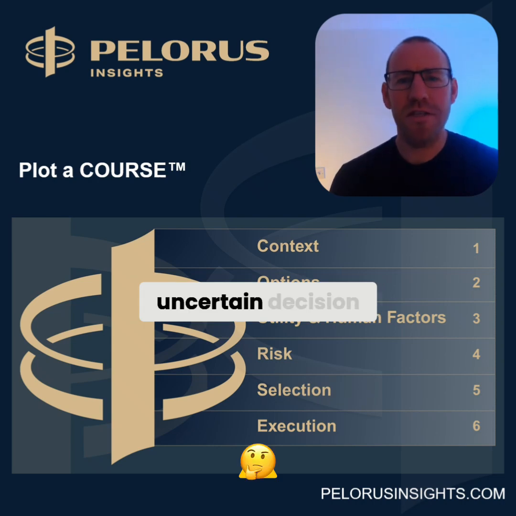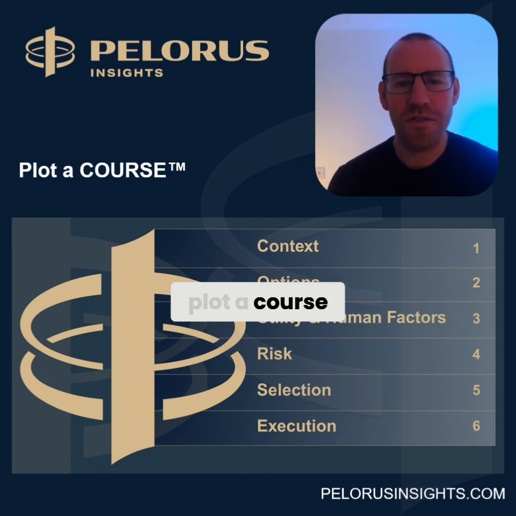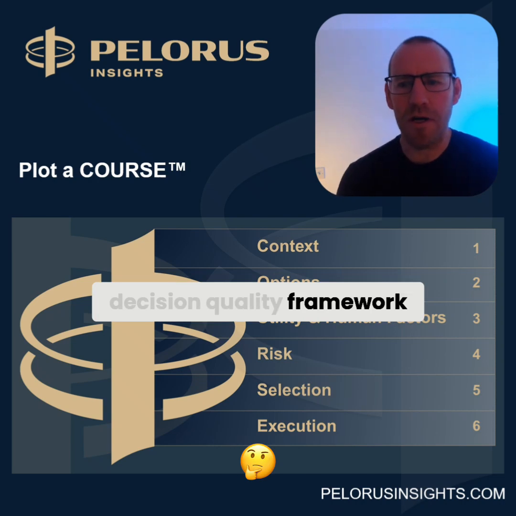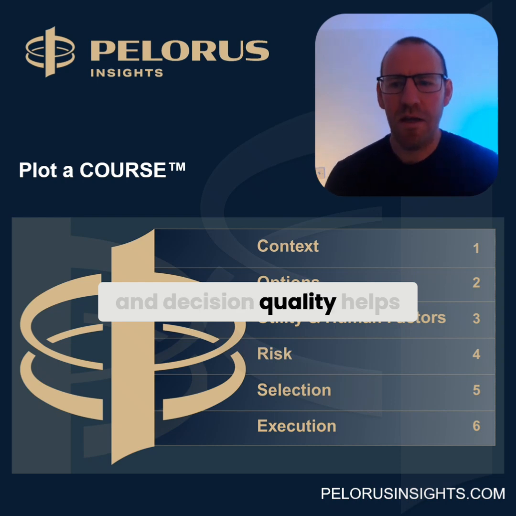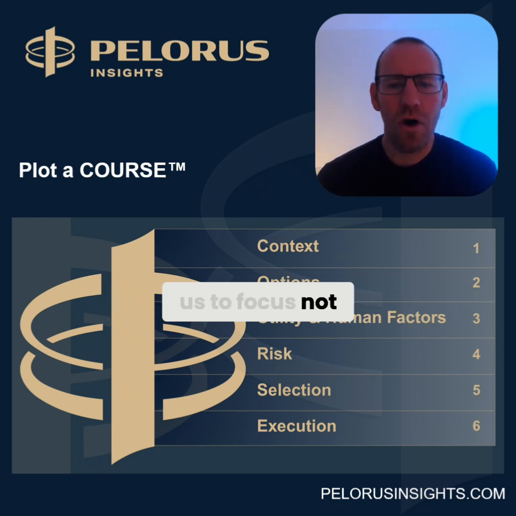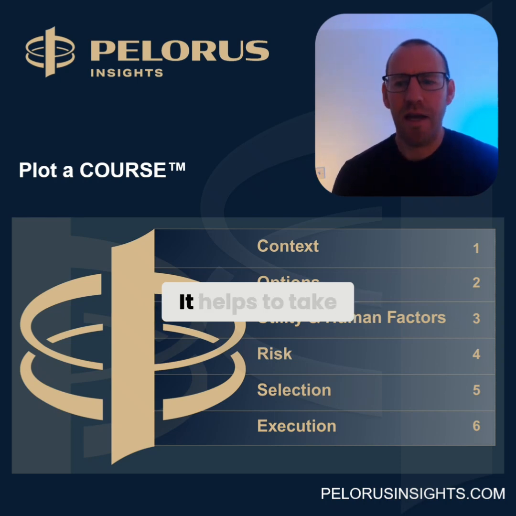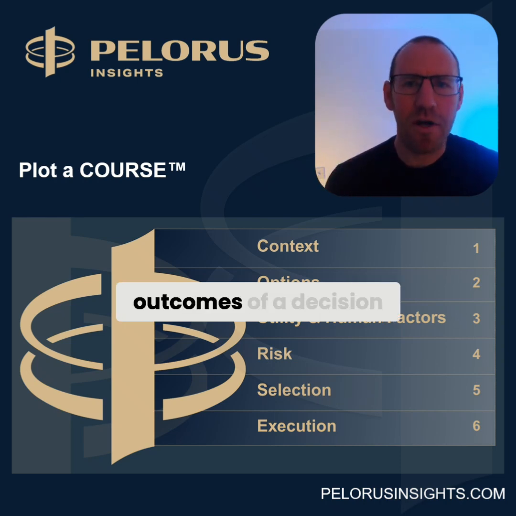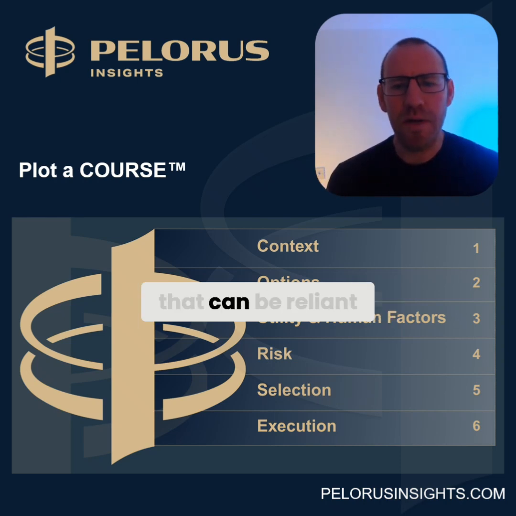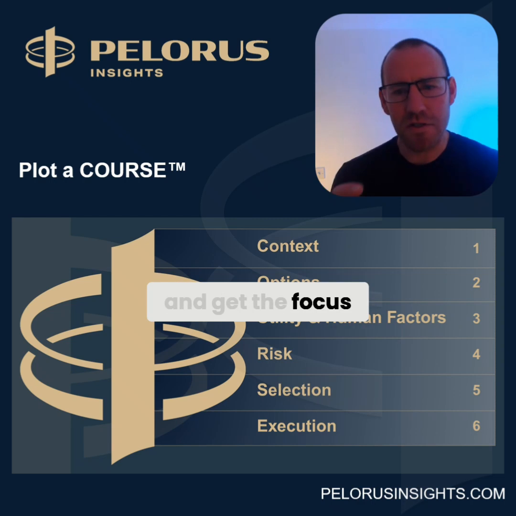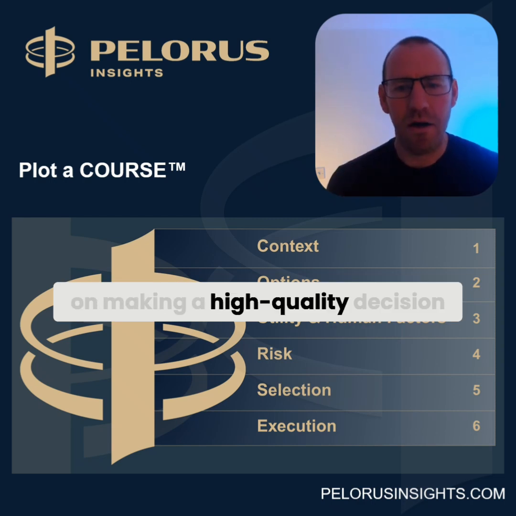When faced with an uncertain decision, plot a course. The course is a decision quality framework. And decision quality helps us to focus not only on what we decide, but how we decide. It helps to take the focus away from outcomes of a decision that can be reliant on luck and get the focus on making a high quality decision.